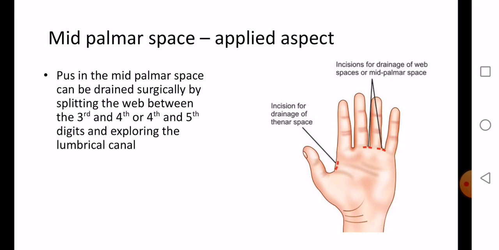Now the applied aspect. There can be collection of pus inside the mid-palmar space. So what will we do if there is pus collection? We have to drain it. If there is an abscess, we have to drain the pus, so we have to put an incision. Where will we put the incision? Pus in the mid-palmar space can be drained surgically by splitting the web between the third and fourth or the fourth and fifth digits and exploring the lumbrical canal.